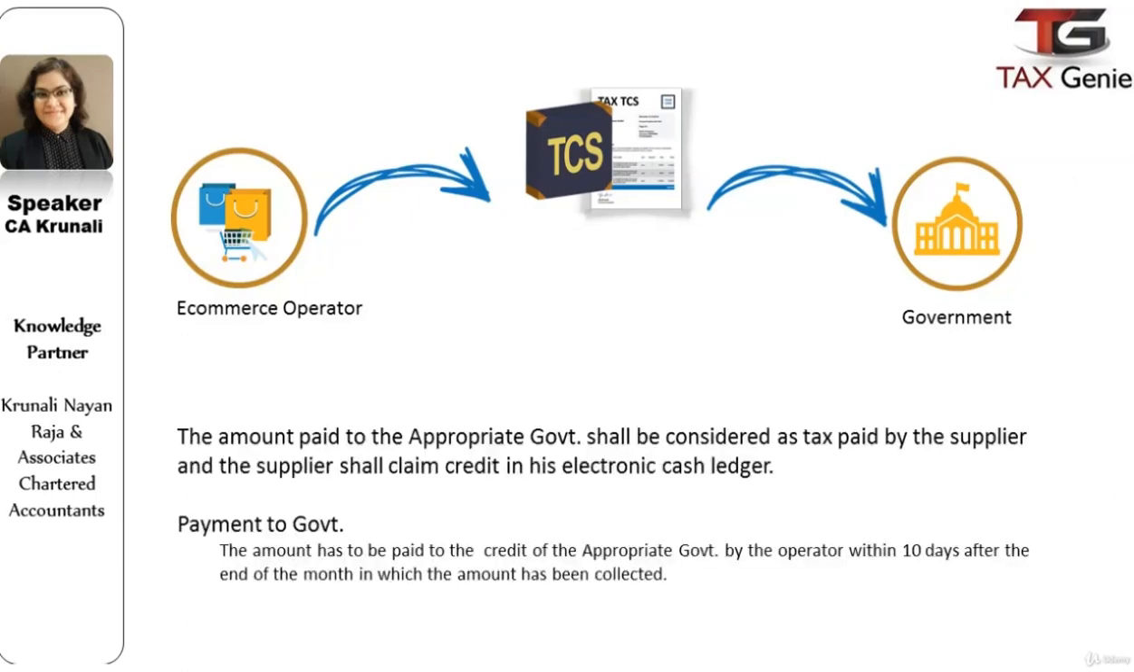The amount collected as TCS should be paid within 10 days after the end of the month in which the amount has been collected. The amount paid shall be considered as the tax paid by the supplier, and therefore the supplier can claim credit in his electronic cash ledger.